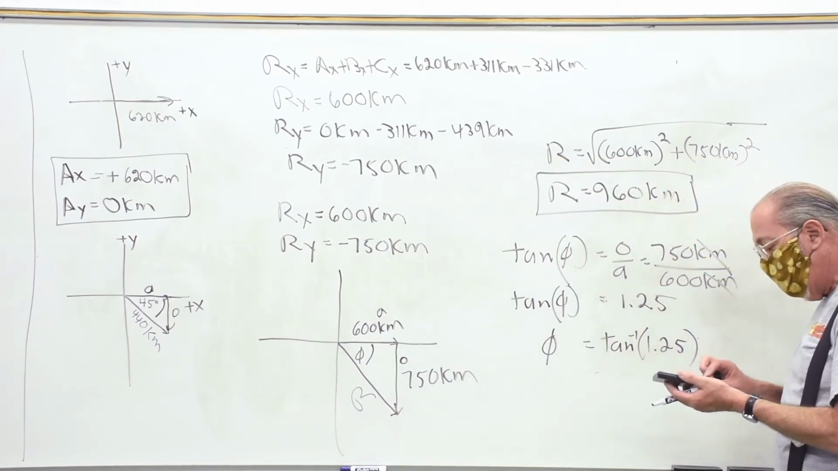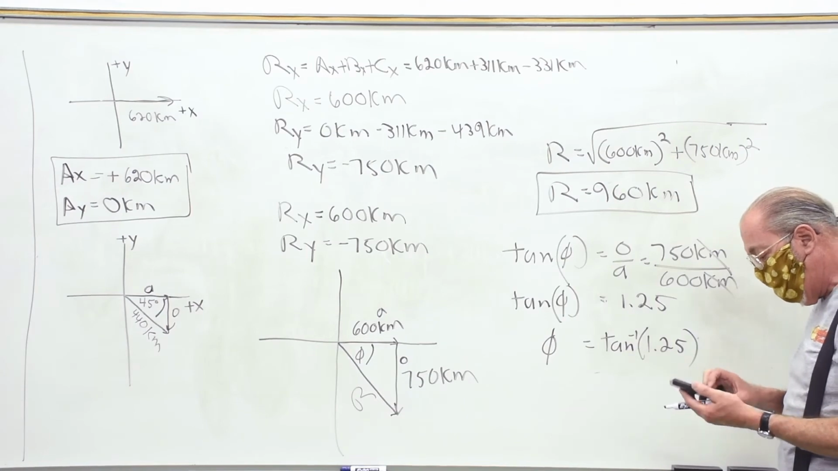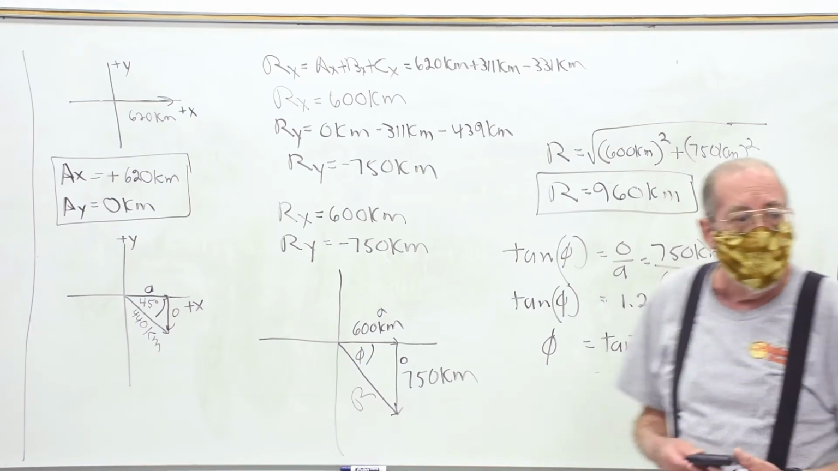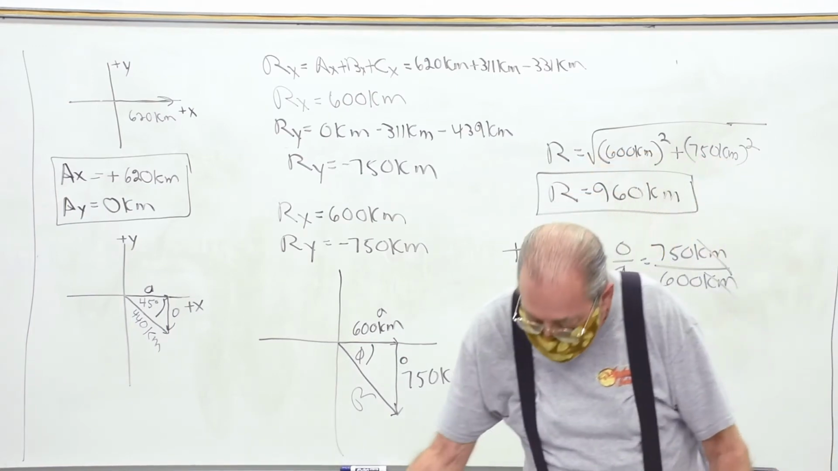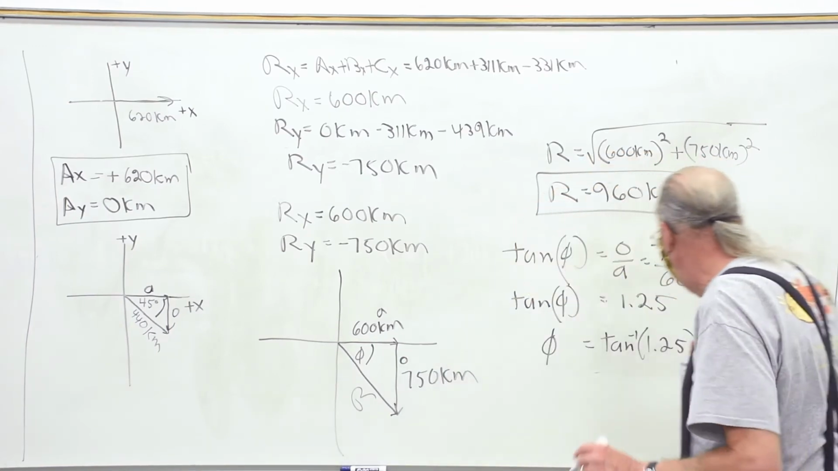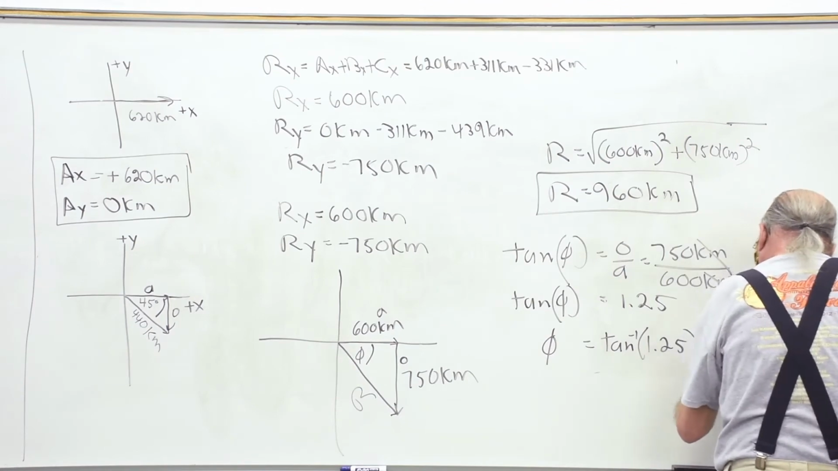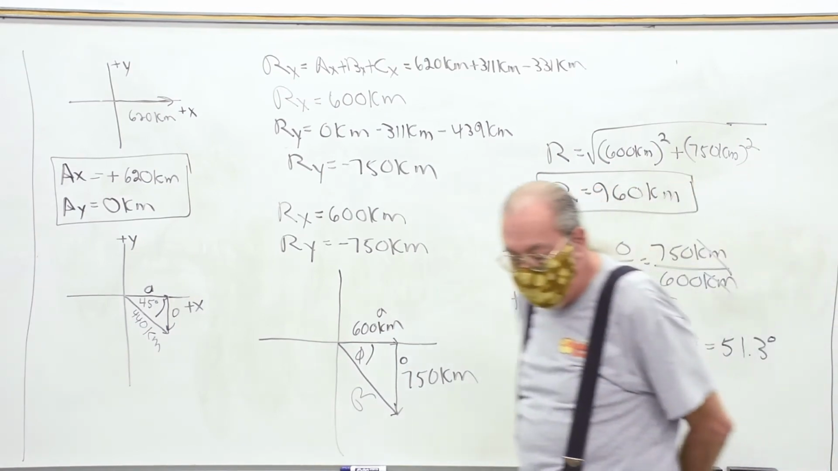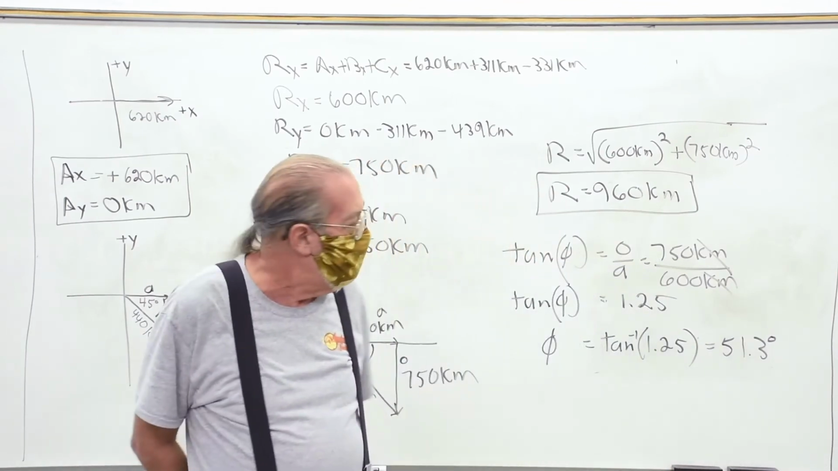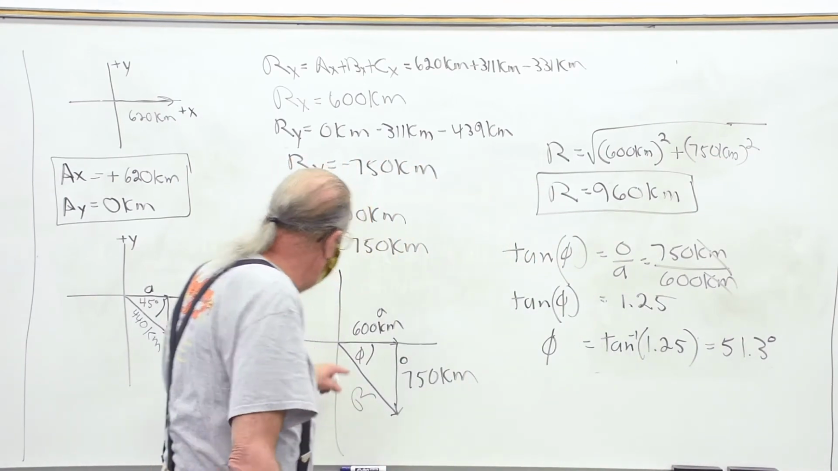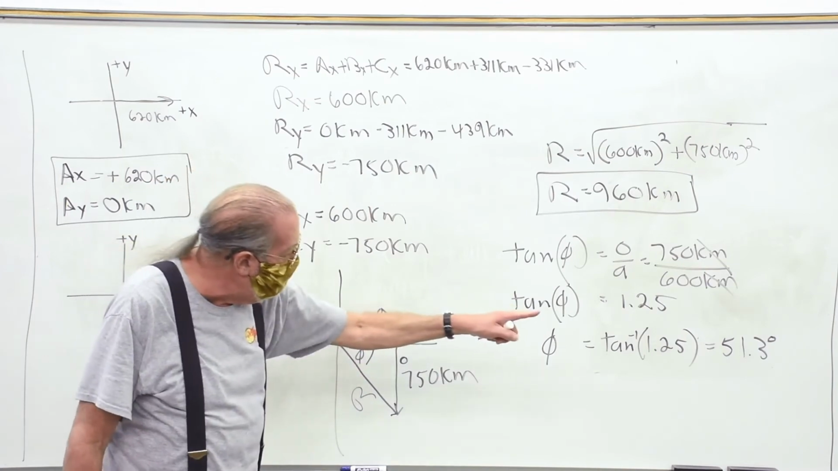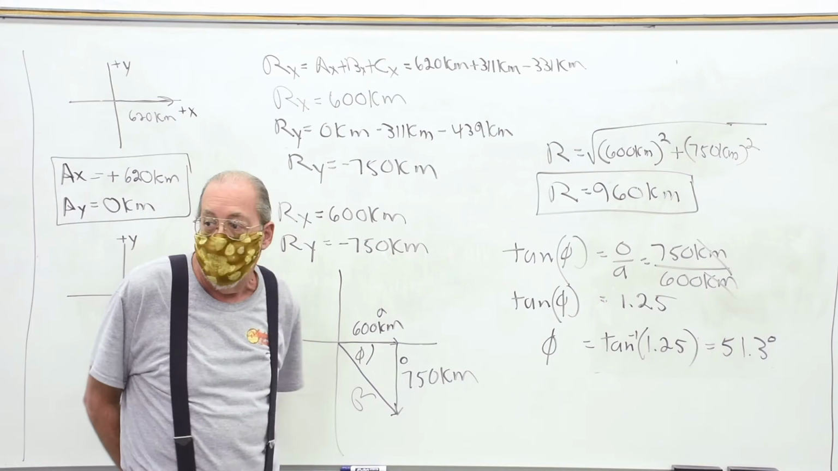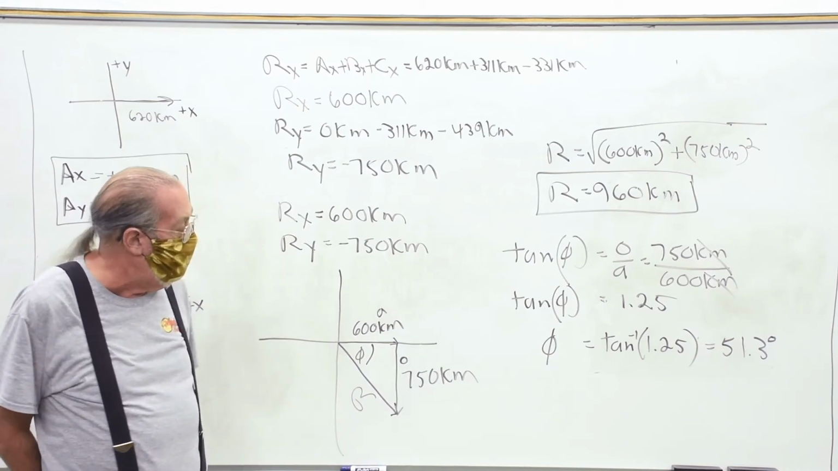So do it on your calculator. 1.25 shift tan. I got 51.3. Anybody else? Don't trust me. Or 51 degrees. Now the book shows negative 51 degrees. Okay? I don't like that. My diagram says that it's 51.3 degrees below the plus axis. And that's why I don't have a negative sign there.